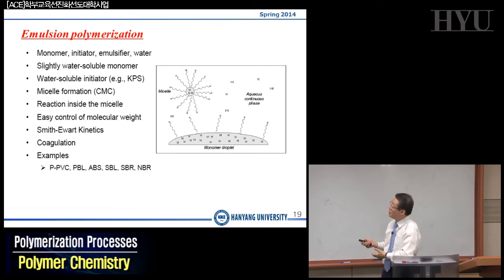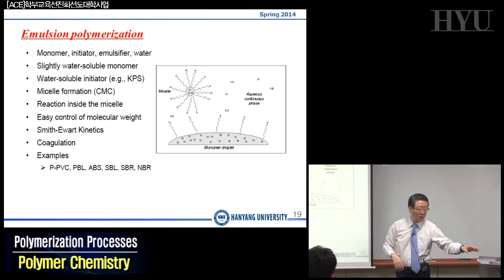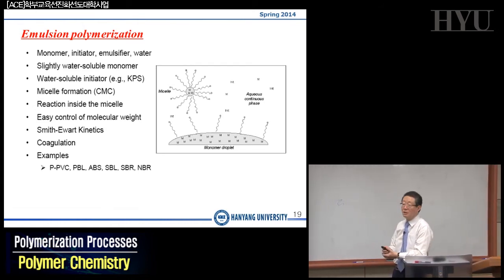Okay? So all of those components, monomer, initiator, water, and emulsifier, are mixed together to form very small emulsion droplets or micelles. We call it a micelle. The size of those micelles is very small. It's very similar to the suspension, but the size of those micelles is less than 100 micrometers, I would say. Okay, right? It's very similar to the suspension, but the size of those micelles is very small.